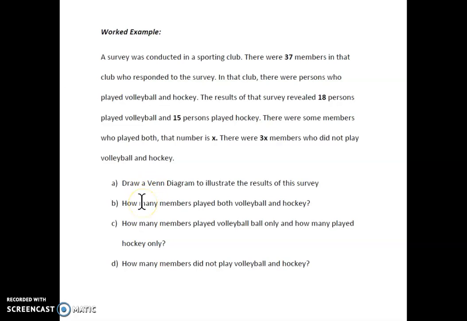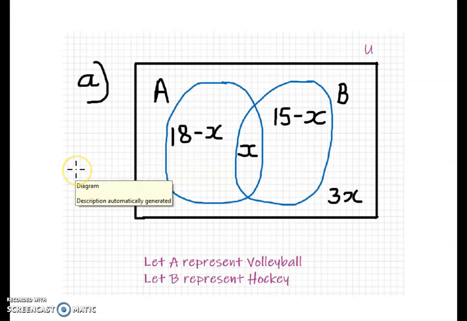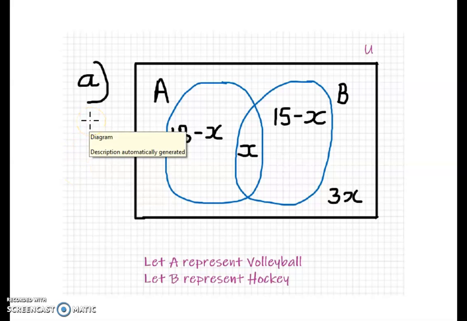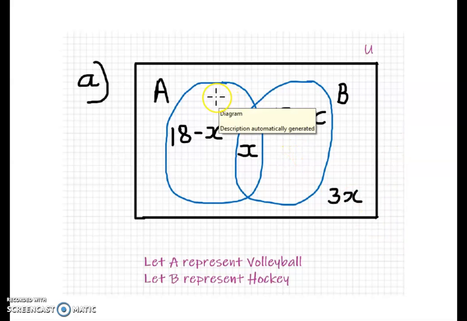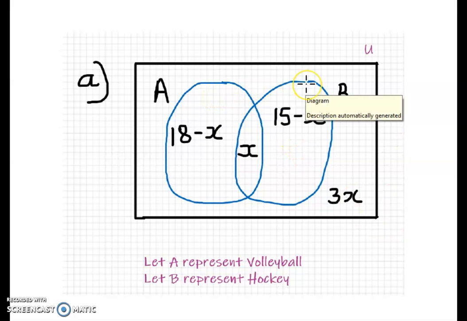Part B is an alternative solution, and we shall examine this. Before we get to part B, we shall examine the Venn diagram first. Continuing, we have our Venn diagram here. The universal set contains all the elements. This contains 37 members. Here's set A, which represents volleyball, and here's set B, which represents hockey.